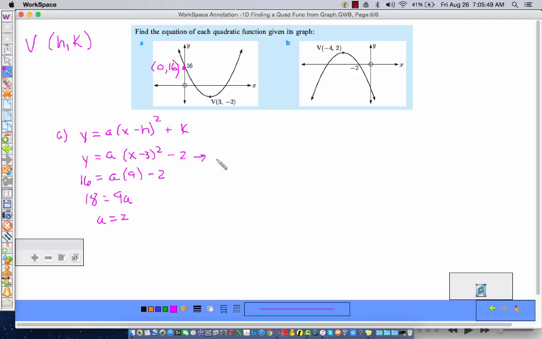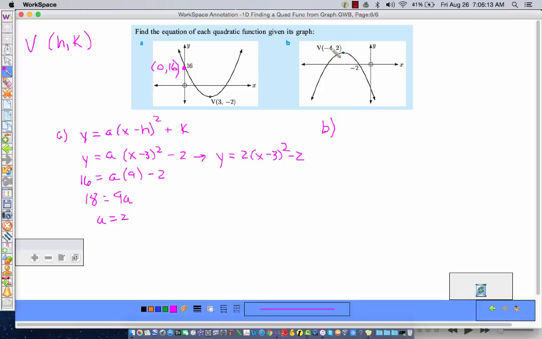Meaning that the equation of this quadratic, which when graphed gives me this parabola, is y equals 2 times x minus 3, the quantity squared, minus 2. Done. And this is positive. It opens upwards, so things check out.